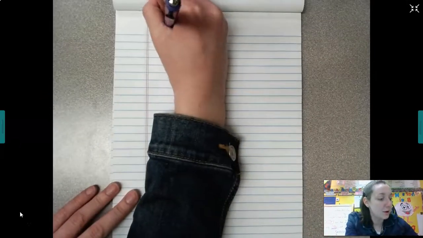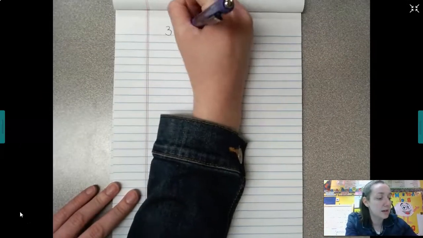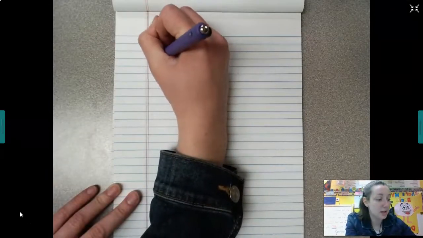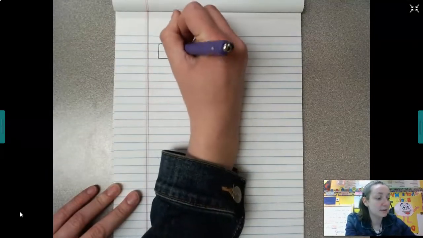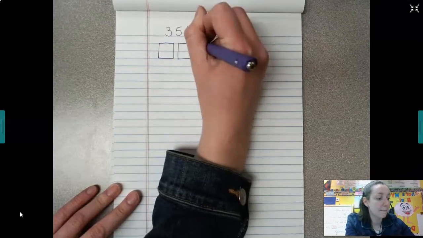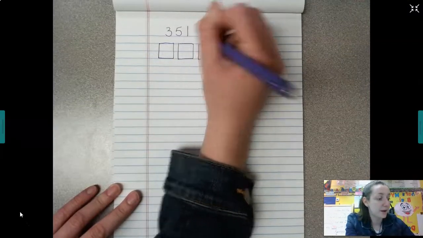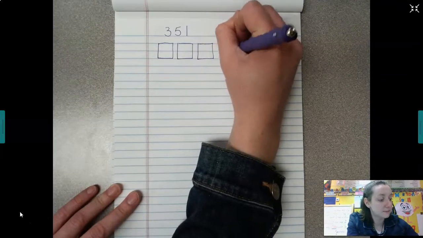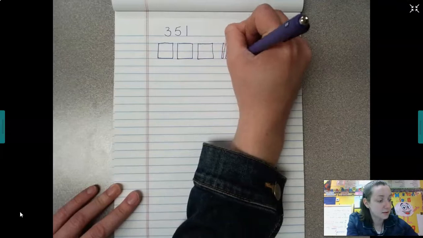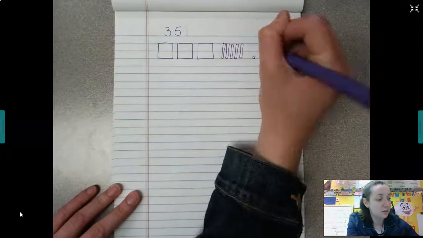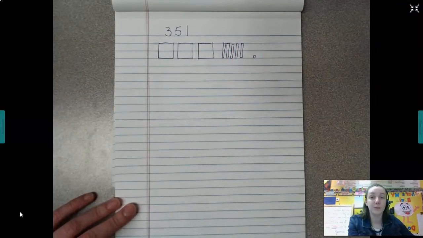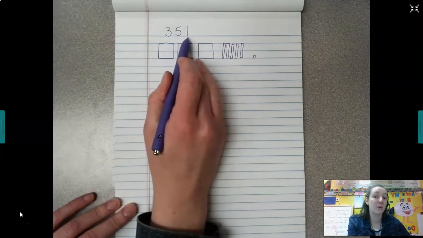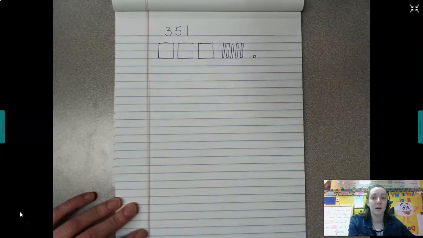So let's take the number 351. First of all, if I was drawing that in base 10 blocks, I would have 3 hundreds flats, 5 tens sticks, and one cube. So in the number 351, I have my hundreds place, my tens place, and my ones place.